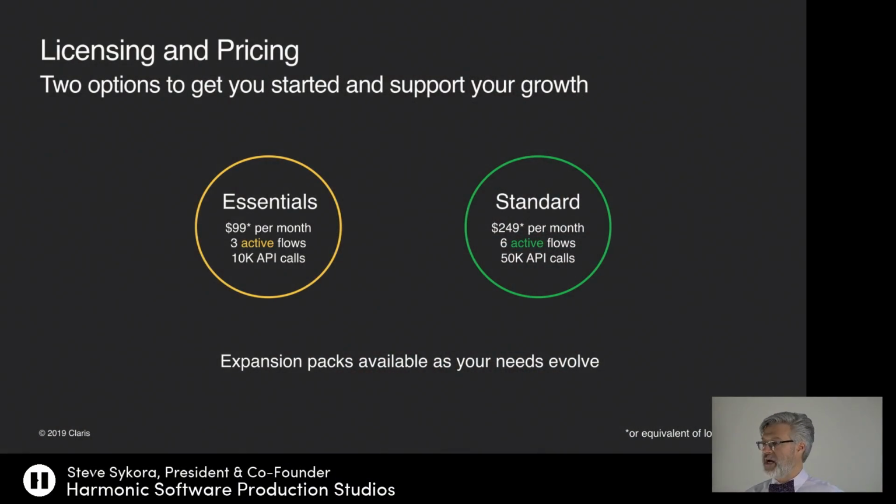Stepping up, the top tier option right now is Claris Connect Standard. That is $249 a month, and it includes 6 active flows and 50,000 API calls a month. You can have as many disabled or inactive flows as you want, and that's it. That's the all-in pricing. That's the server, it's the storage, it's the history, it's the version tracking, it's everything. You choose the best way to start, and there are expansion packs available for additional API calls or additional flows if you have the standard version.